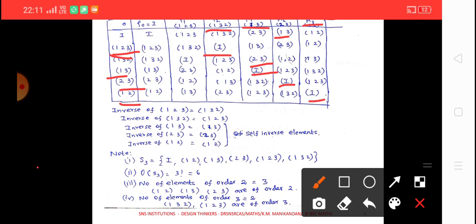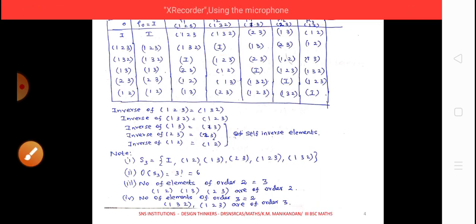So now S3 consists of totally 6 permutations that we have already seen. Now the order of S3 is equal to 3 factorial, which consists of 6 elements. So now we get the number of elements of order 2. Totally we are having 3 permutations of order 2.